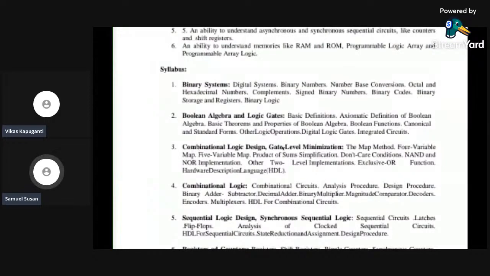One more important concept in the first chapter is complements. What is the use of complements? How can we use complements for subtraction? Then finally the chapter concludes with binary logic. There we study only the basic 3 binary logic operations, which are AND, OR, NOT.